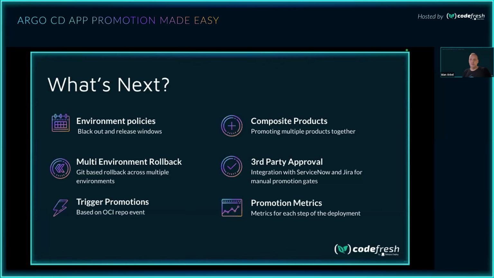Multi-environment rollback. So I have a promotion flow moving forward, but what happens if one of my environments failed? When do I roll back everyone? How does that logic work? That's something that we're, again, building into the product configuration.